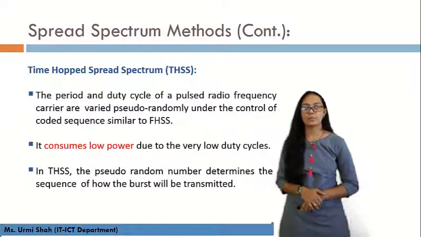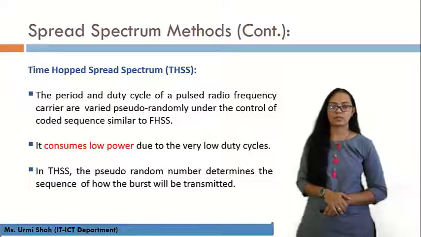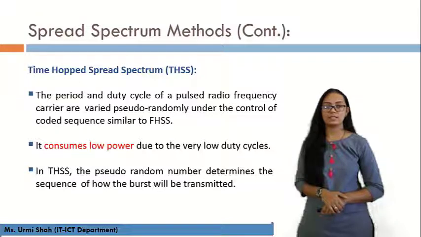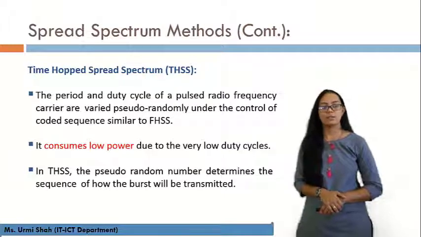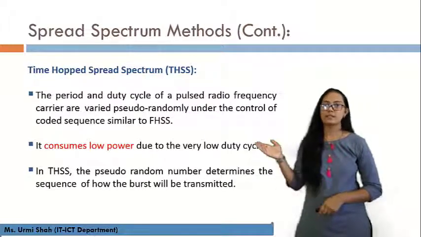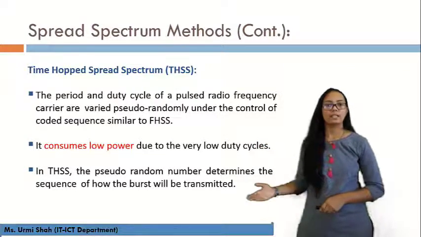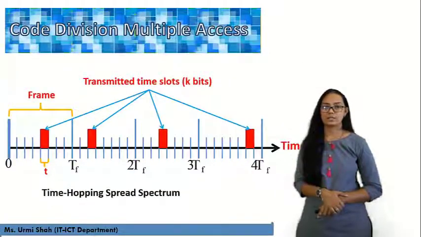The next kind of spread spectrum method is time hopping spread spectrum, that is THSS. The period and duty cycle of a pulsed radio frequency carrier are varied pseudo-randomly under the control of a coded sequence, which is similar to FHSS. It consumes low power due to the very low duty cycles. In THSS, the pseudo-random number determines the sequence of how the bursts will be transmitted.